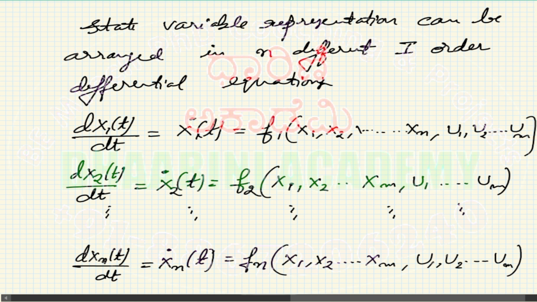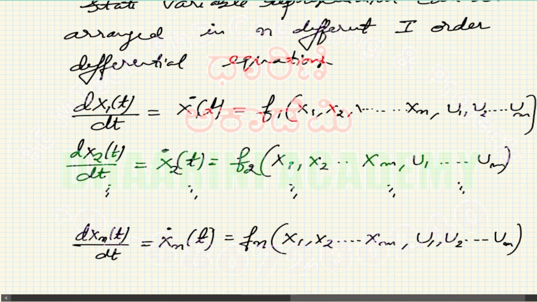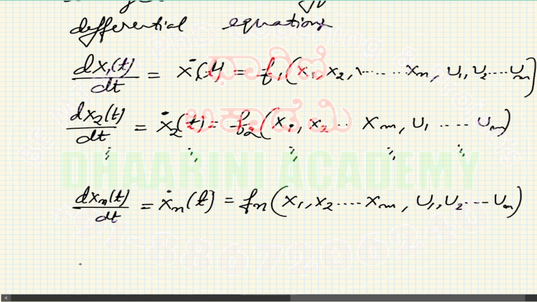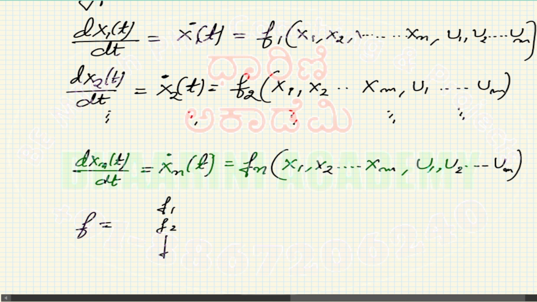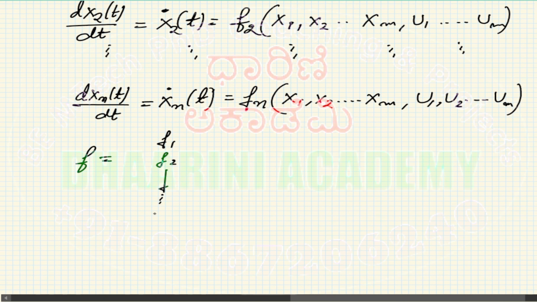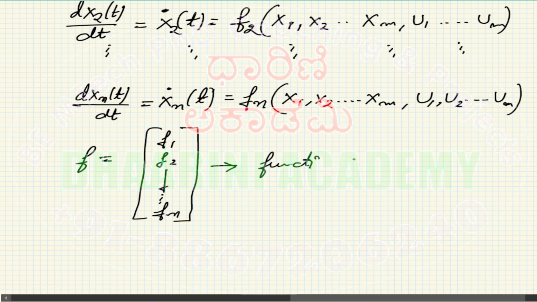We can still make these functions f1, f2, up to fn into another vector. If I write f equal to f1, f2, up to fn, this basically denotes a functional operator. We can try to write it in that way.